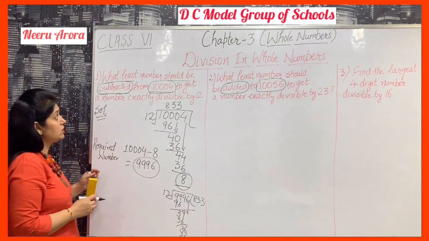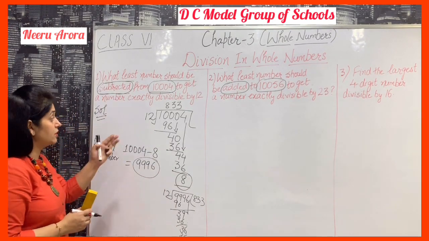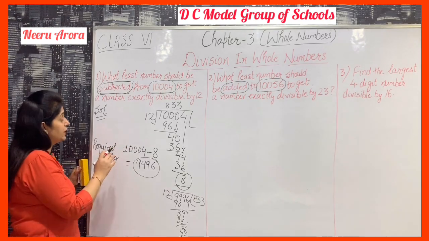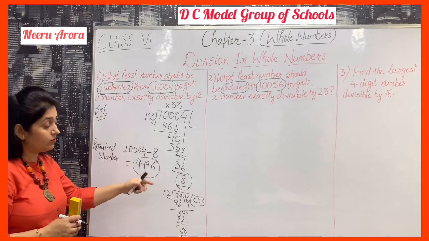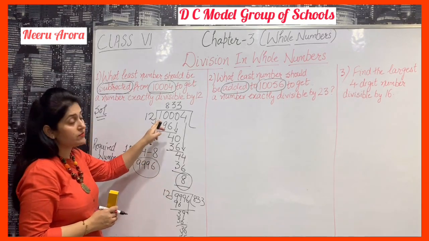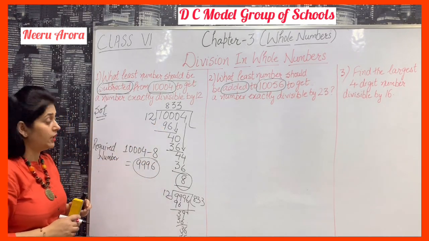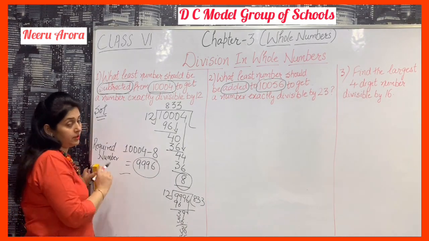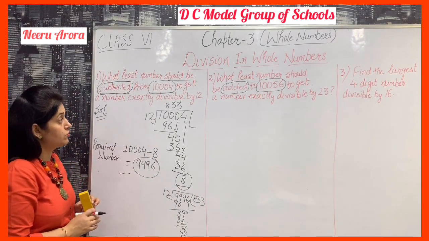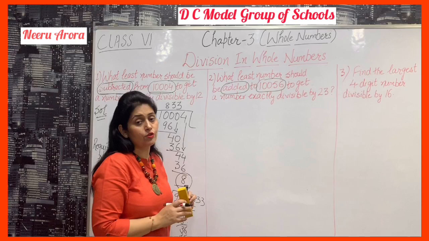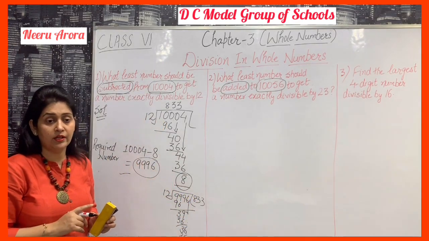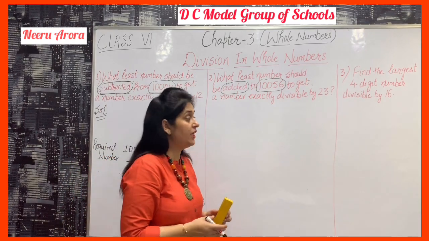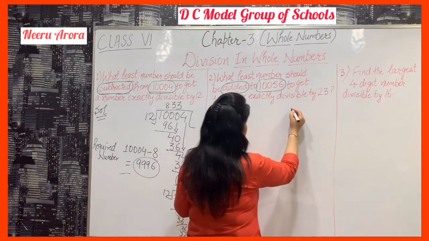So what was the question? What least number should be subtracted from the given number so that the number is divisible by 12? First we divided it. Whatever the remainder comes, we subtract that from the dividend to get the required number. Next question: what least number should be added? Now here it was least number should be subtracted, and there it is least number should be added. So again the process is the same.